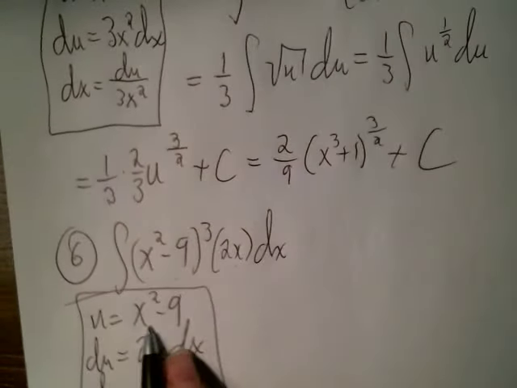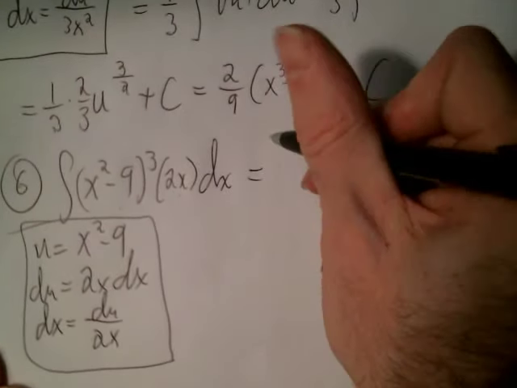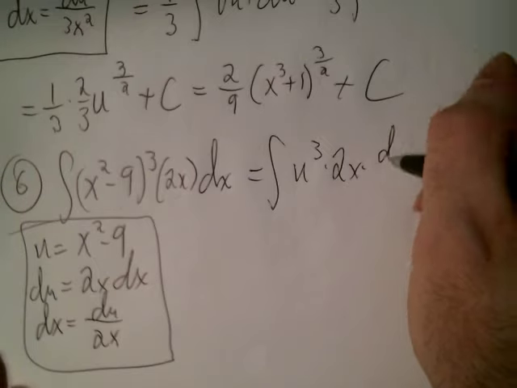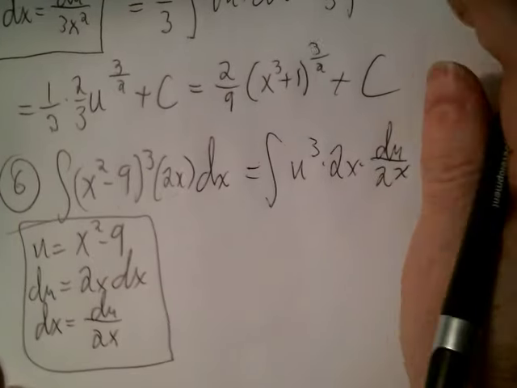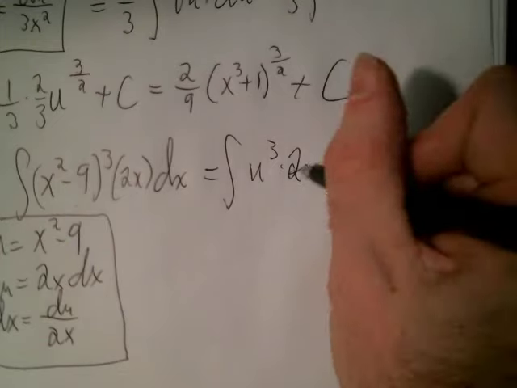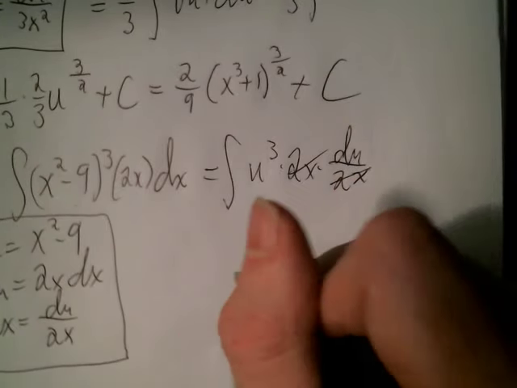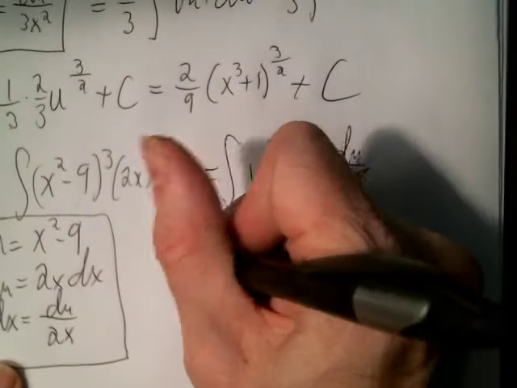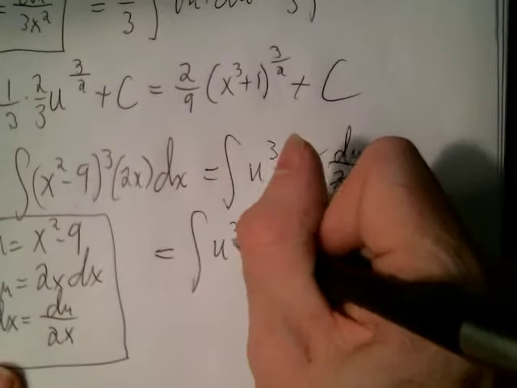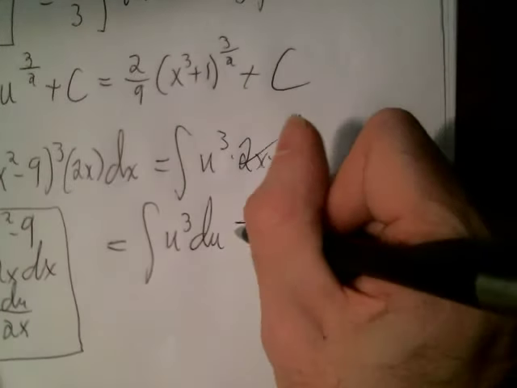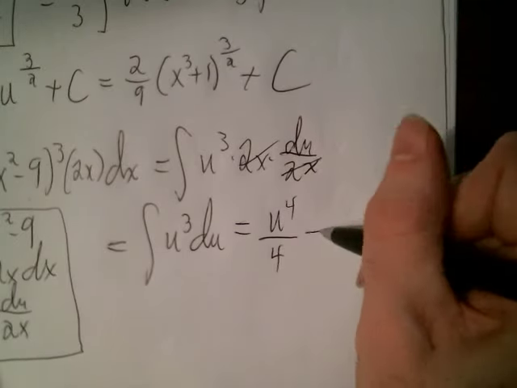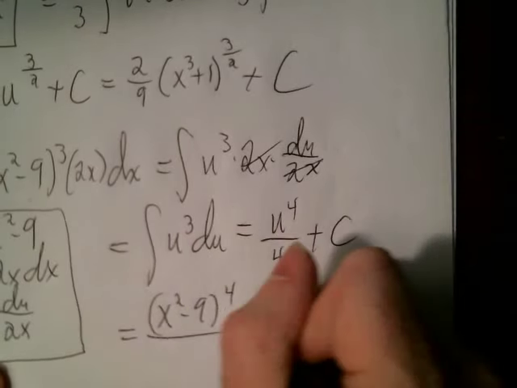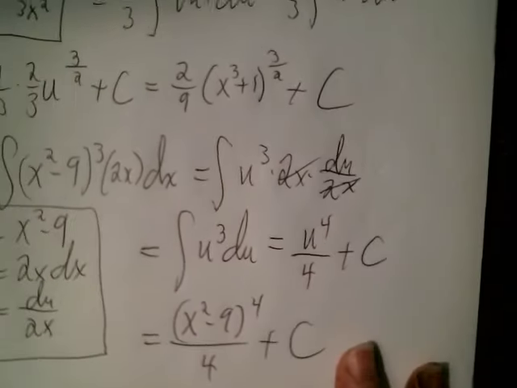Okay. So I replace the x squared minus 9. I'll end up with the integral of u cubed times 2x times dx, which is now du over 2x. So if you do a good u sub, and sometimes you have to kind of guess your u sub, and if it doesn't work, you have to try something else. But if you guess it right, all of the x material will go away. And in this case, we just end up with u cubed du. And then integrate that, you get u to the 4th over 4 plus c. And then back substituting, (x squared minus 9) to the 4th all over 4 plus c.